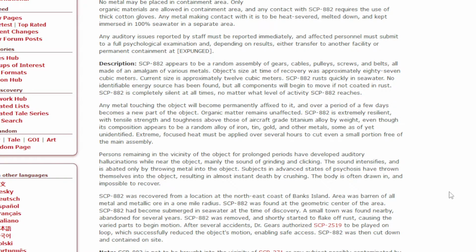882 was recovered at a location northeast of the coast of Banks Island. The area is barren of all metal and metallic ore in a 1 mile radius. It was found in the geometric center of the area and had become submerged in seawater at the time of discovery. A small town was found nearby, abandoned for several years. It was removed. Shortly after, it started to flake off the rust, causing various parts to begin motion. After several accidents, he authorized that 2519 be placed on a loop, which significantly reduced the object's motion and enabled safe access. 882 was then cut down and contained on site. Do not put it anywhere near 1271 or any subject possibly contaminated by 217.